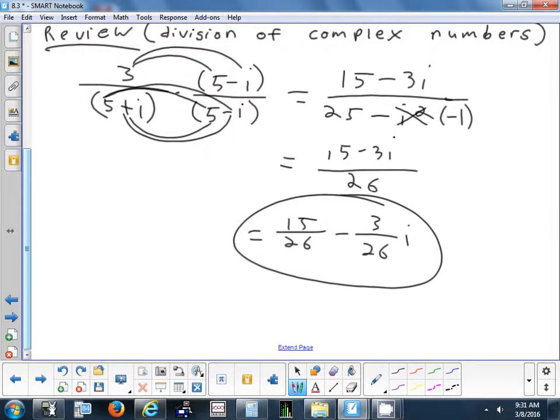So now I'm going to show you a much more efficient way to divide and multiply. You're going to be able to do it in your head. It's going to be very simple.